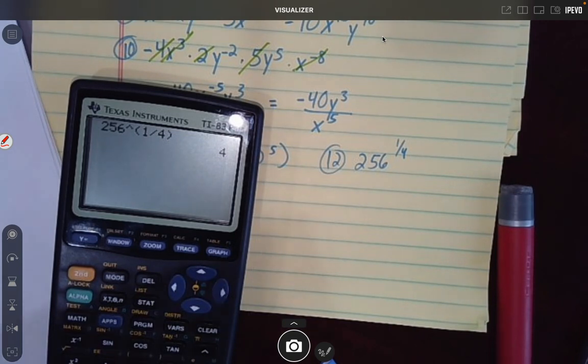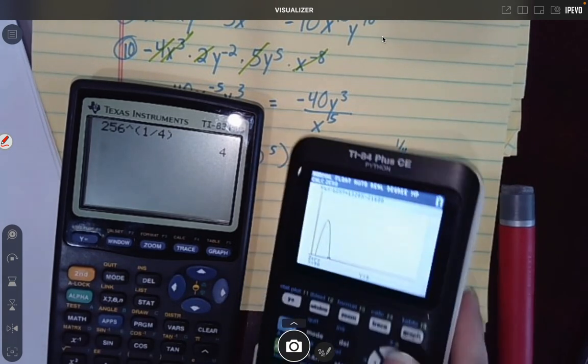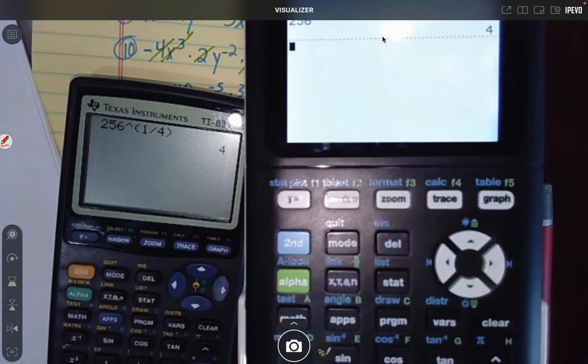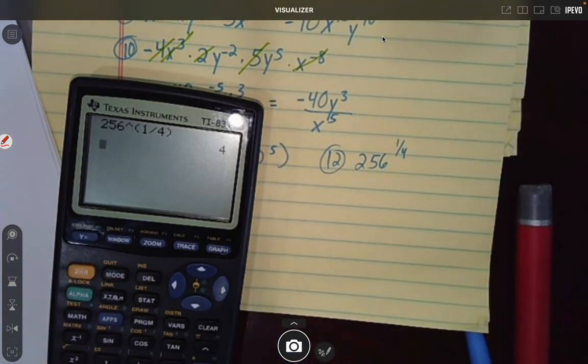Oh my gosh. Okay, 256 to the 1/4. This one's a little bit different on my calculator. So we get 4. All right.